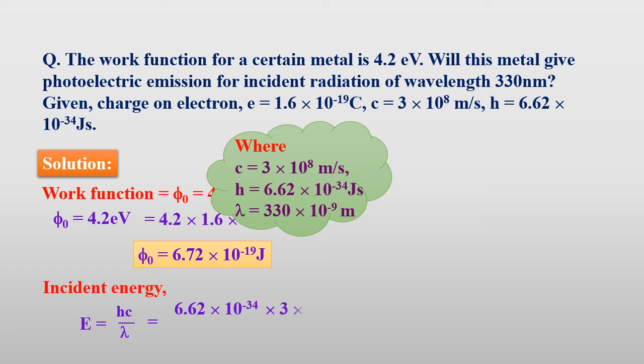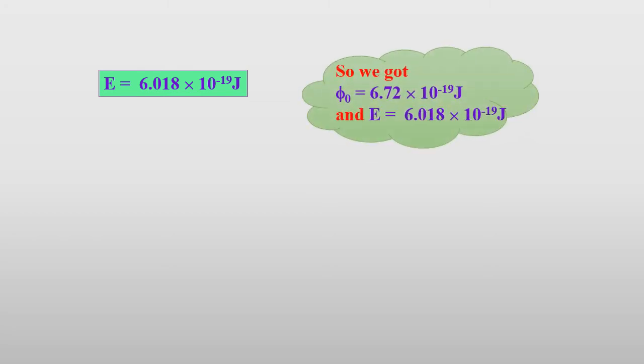6.62 into 10 to the power of minus 34 into 3 into 10 to the power of 8 divided by 330 into 10 to the power of minus 9. E is equal to 6.018 into 10 to the power minus 19 joule. So we got phi naught is equal to 6.72 into 10 to the power of minus 19 joule and energy is equal to 6.018 into 10 to the power of minus 19 joule.